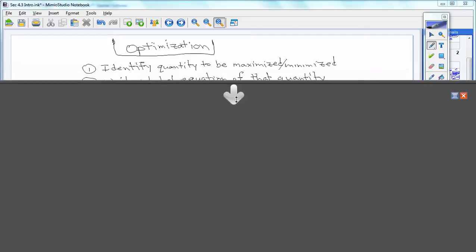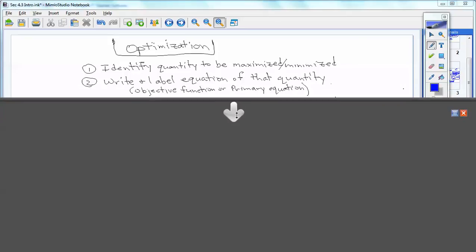Okay, step 2. Write and label an equation of that quantity. So then what I will say to you is, if you're trying to find the max volume, then you need to write a volume equation. So you need a V equals. If you're trying to find the max profit, you need to write an equation that's P equals. That's going to be your function. Instead of f of x equals, it's going to be P of x or V of x. You always start by writing down an equation for the thing you're trying to maximize or minimize. P equals, V equals, C equals if you're doing cost.